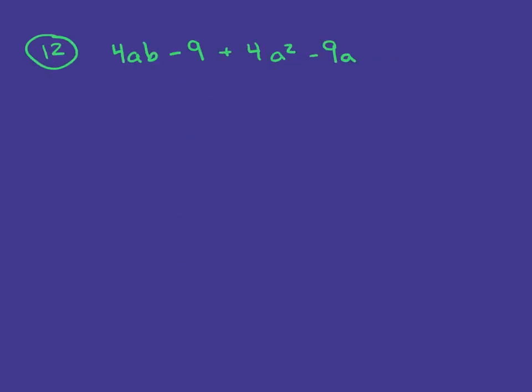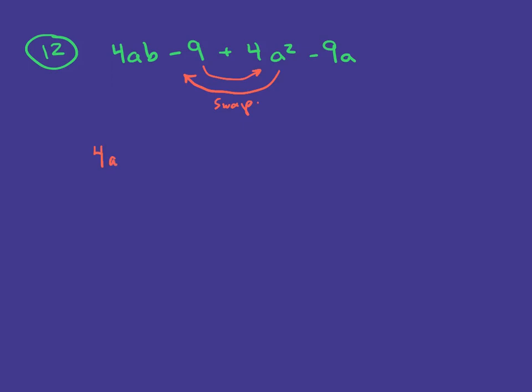Number 12, this is the last example. 4ab minus 9 plus 4a squared minus 9a. For grouping the first pair, nothing that's in common there. 4 and 9 don't have anything in common. We can't take an a or a b out of both. So this is another instance where we'll want to swap the middle terms.